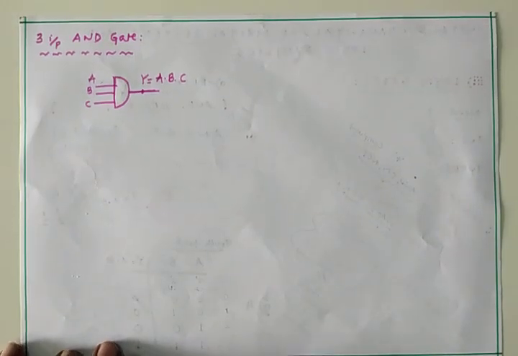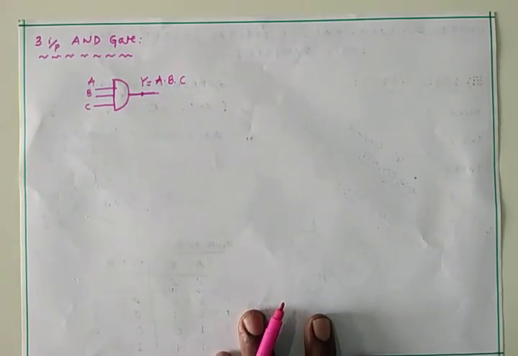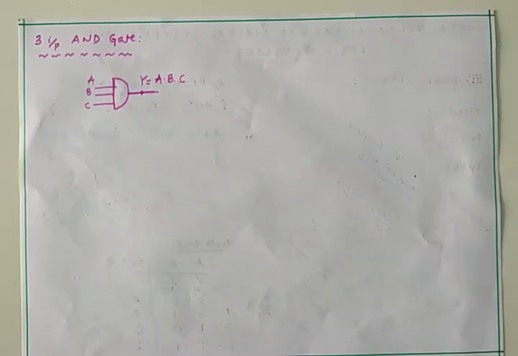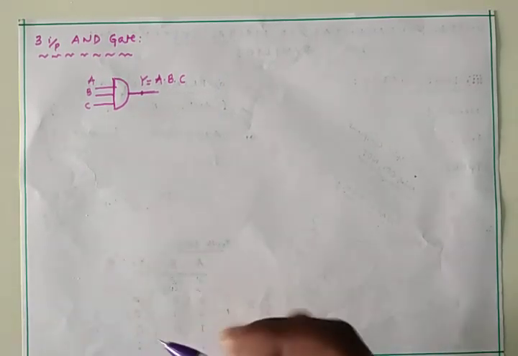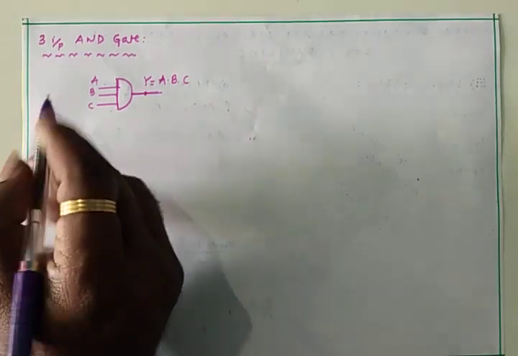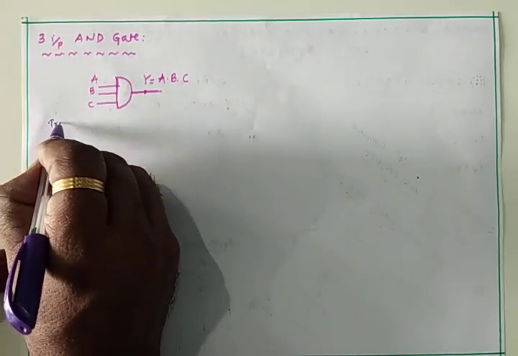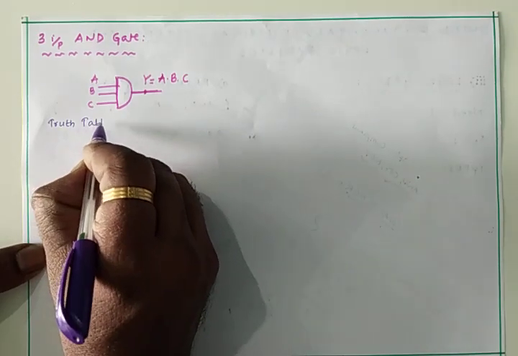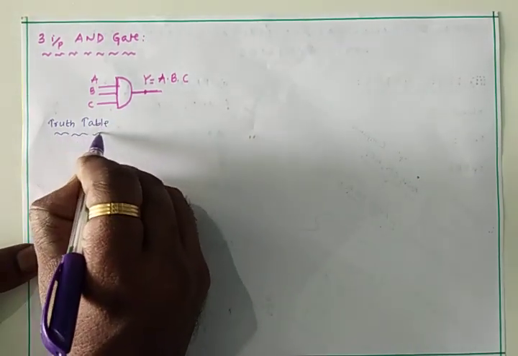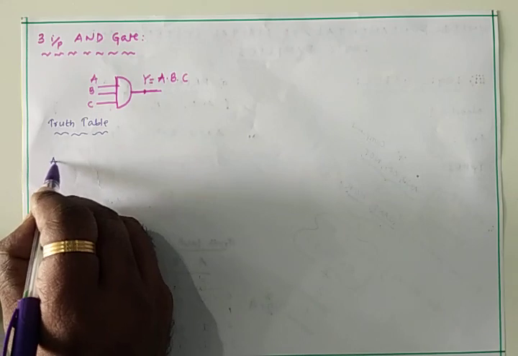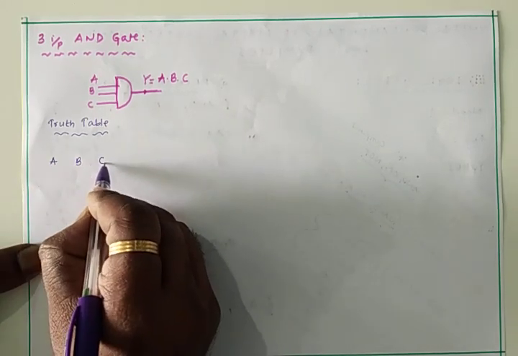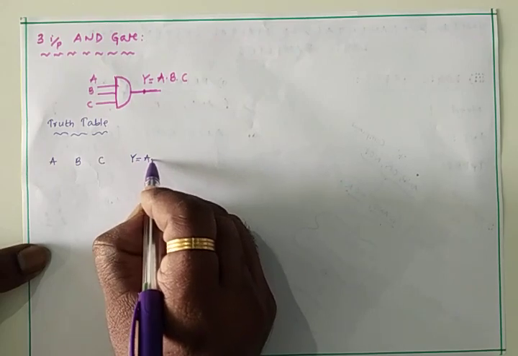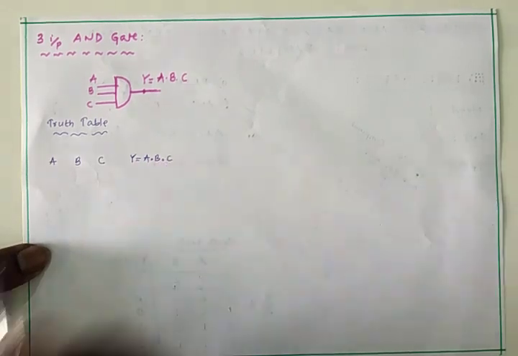So now we must be able to write what combinations of input signals we have to have. So I am going with the truth table. A truth table is nothing but a relation between input and output. What are the inputs we have? We have the inputs A, B, C. What is the output we have? Only Y, that is A dot B dot C.